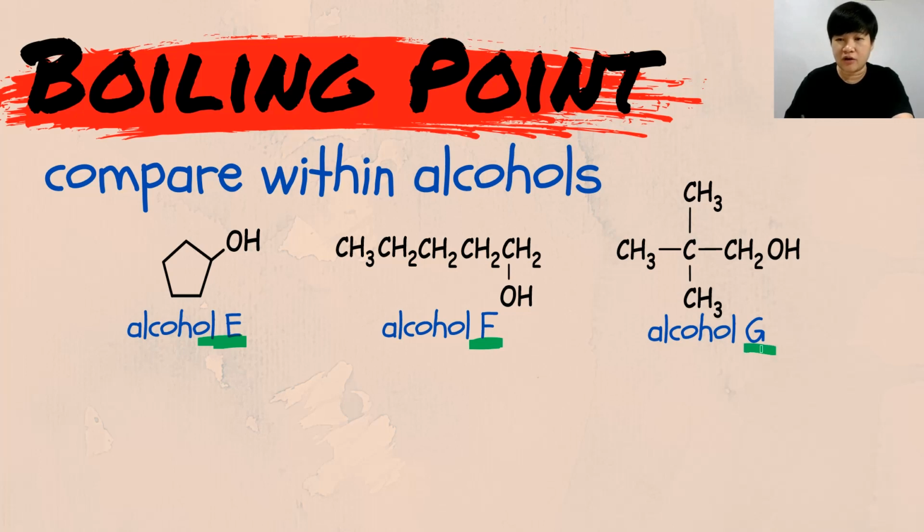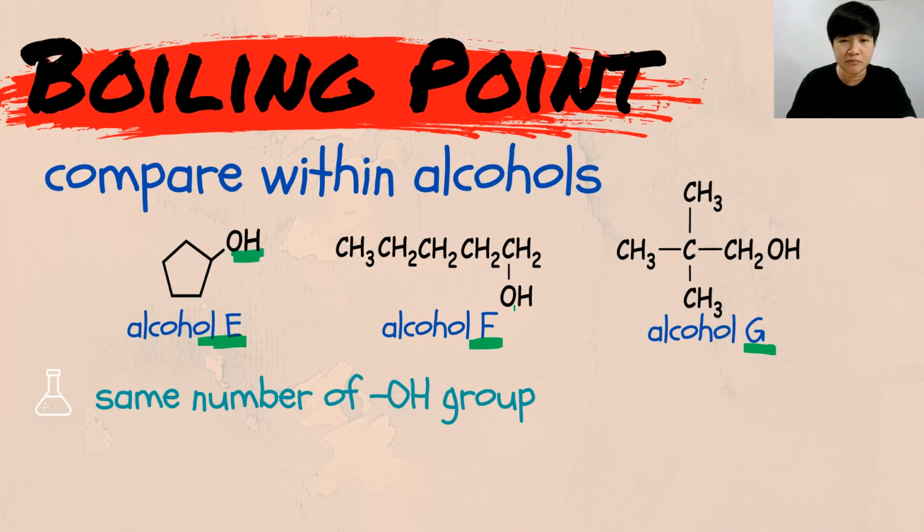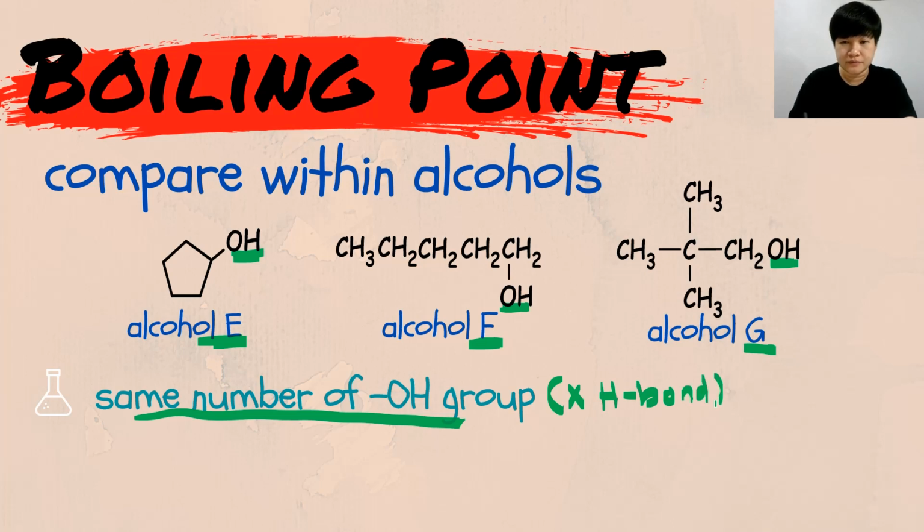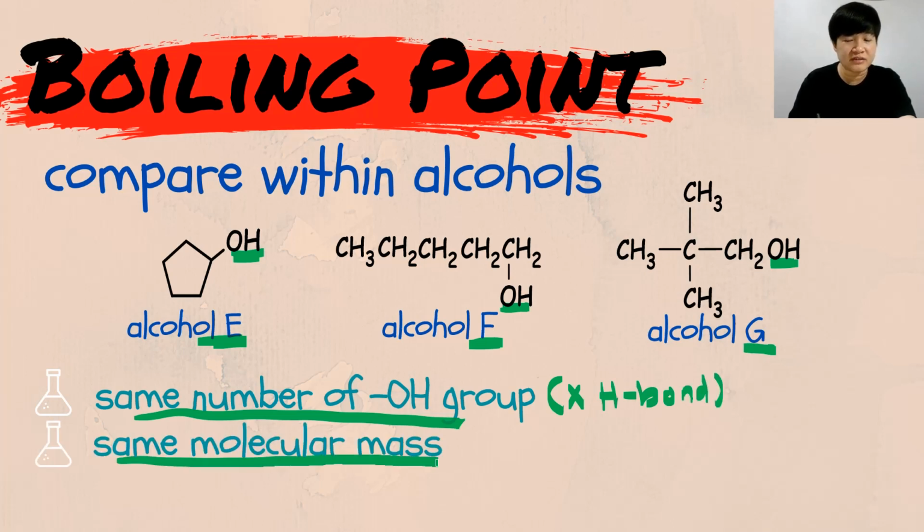Next, let's look at the other example on the screen: alcohol E, alcohol F, and alcohol G. What makes them similar? First, they have the same number of OH groups. So when you have the same number of OH groups, you cannot discuss hydrogen bonding. Next, they have a similar molecular mass. It's not the same, it's only similar.